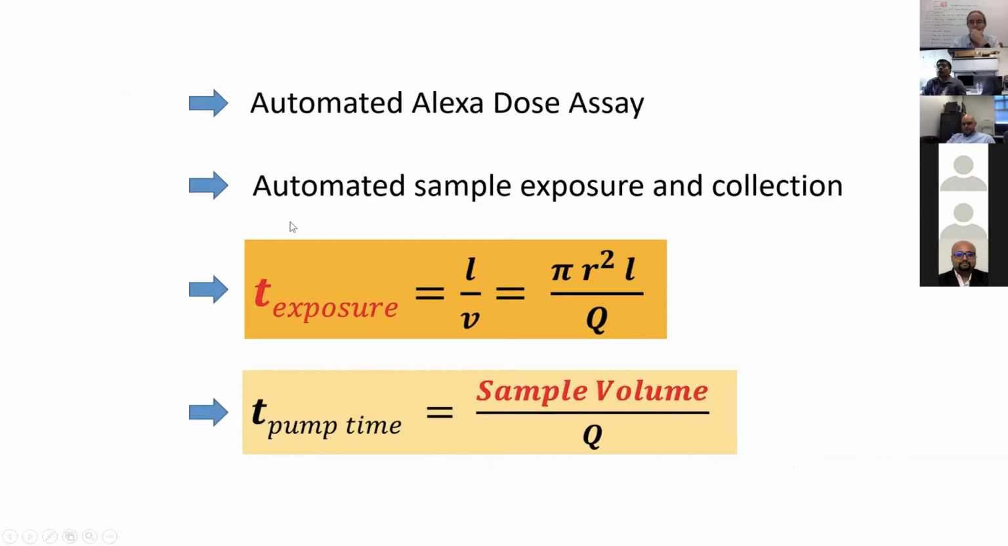So we are going for the automation now. Why do we need automation? Because, as I told you before, the dose response needs like 1 hour or maybe half a day to do. Our target for the automation is to lower the exposure time and lower the sample volume. We need a minimum amount of sample volume and a shorter exposure.